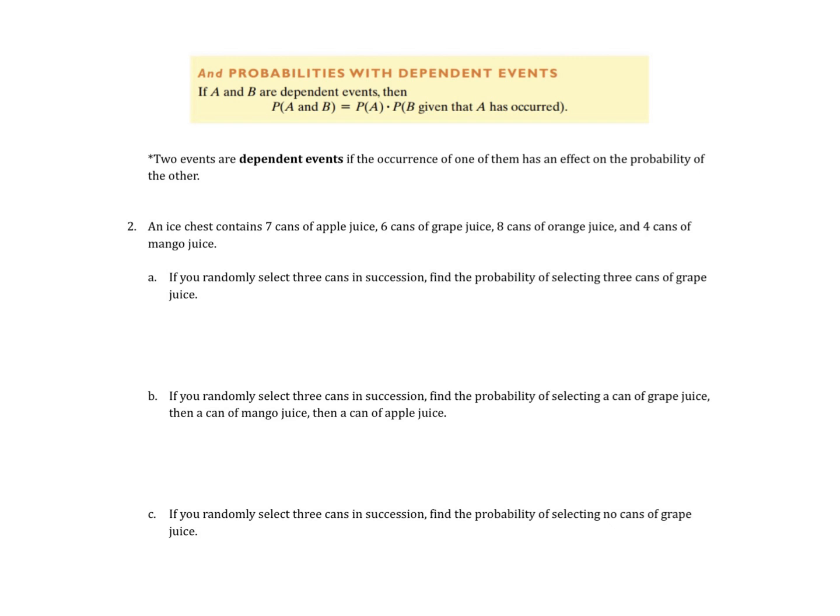Here's another example. An ice chest contains 7 cans of apple juice, 6 cans of grape juice, 8 cans of orange juice, and 4 cans of mango juice. If you randomly select 3 cans in succession, find the probability of selecting 3 cans of grape juice. So I'm going to think about the probability of selecting grape juice on each draw, but this example is without replacement. Meaning after I select a can, I don't replace it back into the ice chest.